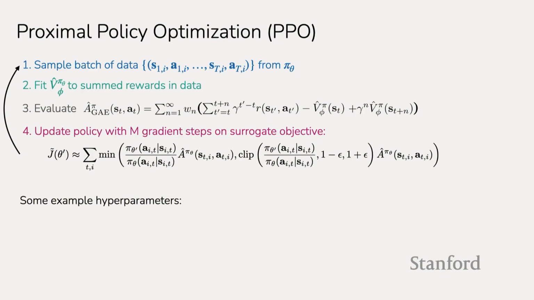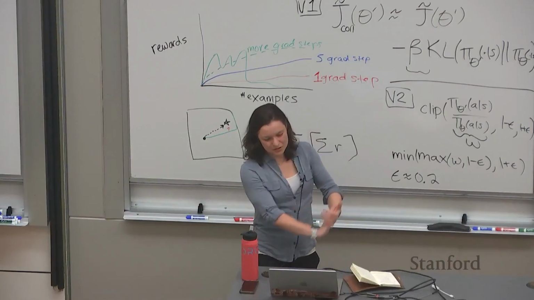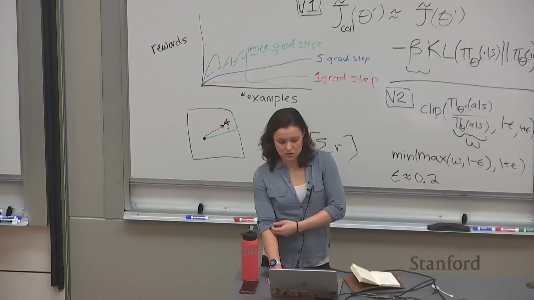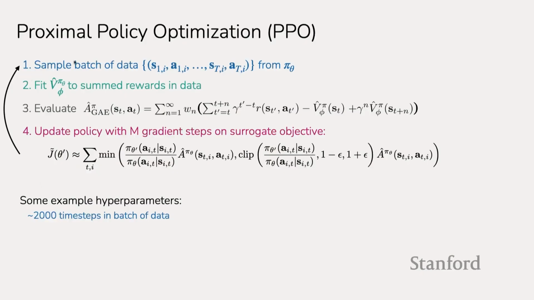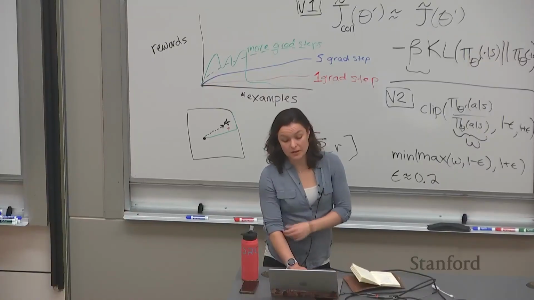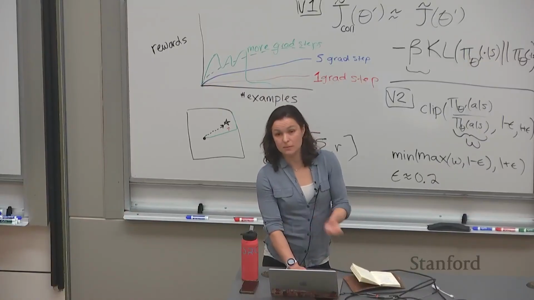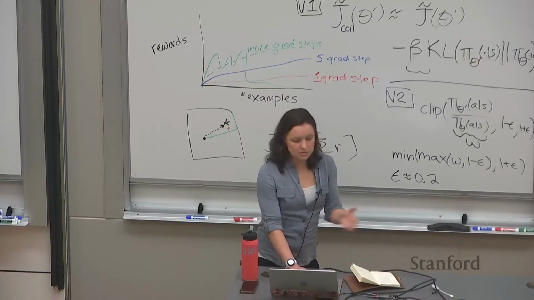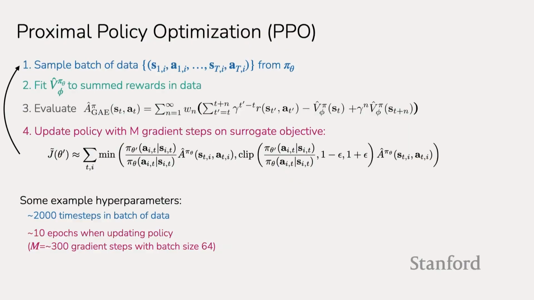In order to get a rough sense for what this looks like, here are some example hyperparameters. Now, generally hyperparameters are something that you would tune per domain, so these are not necessarily my recommended hyperparameters, but just to give a rough sense. The batch of data might have around 2,000 time steps in it. So if you have a long horizon problem that has 1,000 time steps, this might actually be only a couple trajectories. If you have a shorter horizon problem, this might be more trajectories.